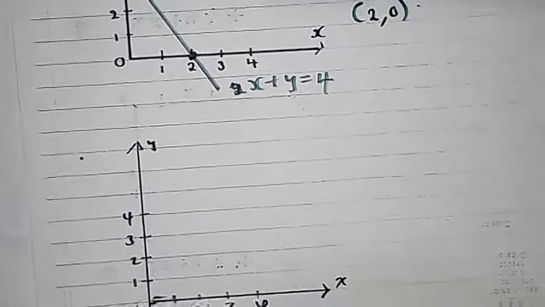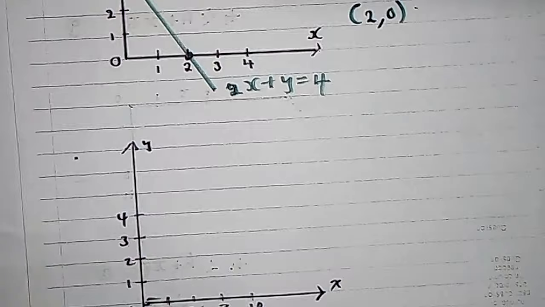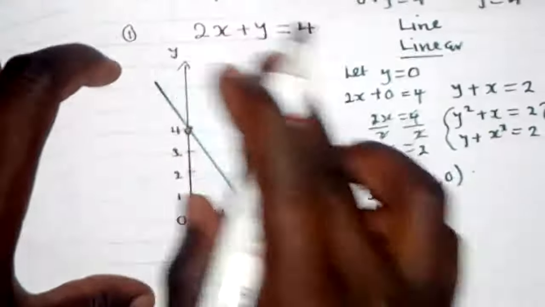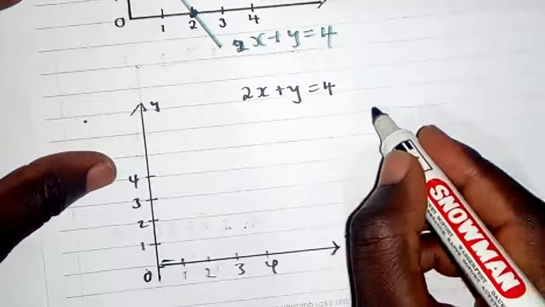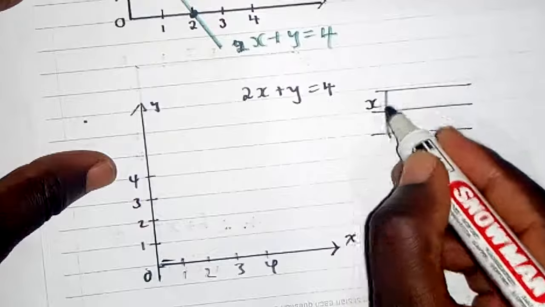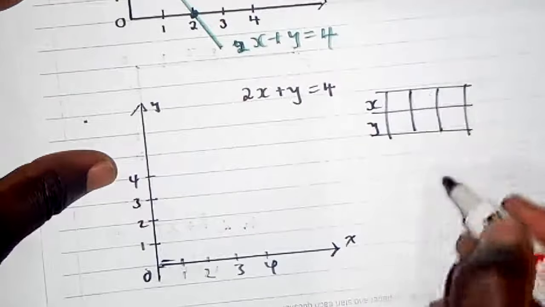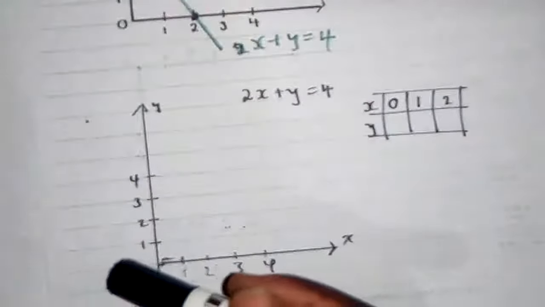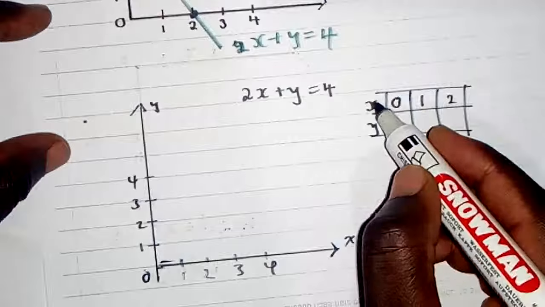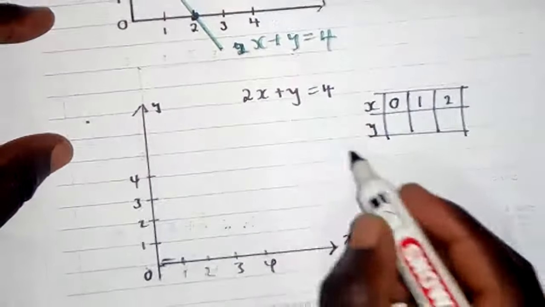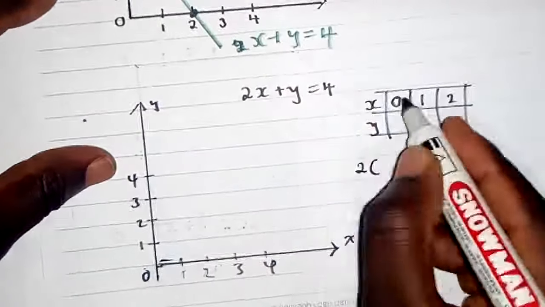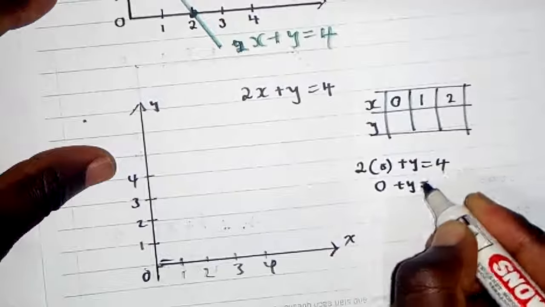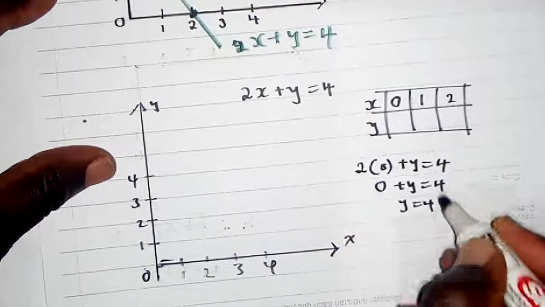We can also use the other method of graphing this equation of a line. I'm just copying the very same equation. For the other method we use what we call a table of values. Say this is x and this is y. You can start from 0, 1, 2. Now you start putting the values in. When x is equal to 0, you put 0 where x is and solve: 2 times 0 plus y is equal to 4. When you solve, y will be equal to 4. So you put 4 here.